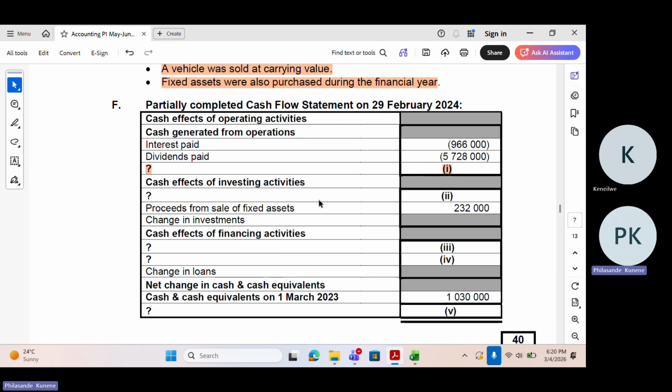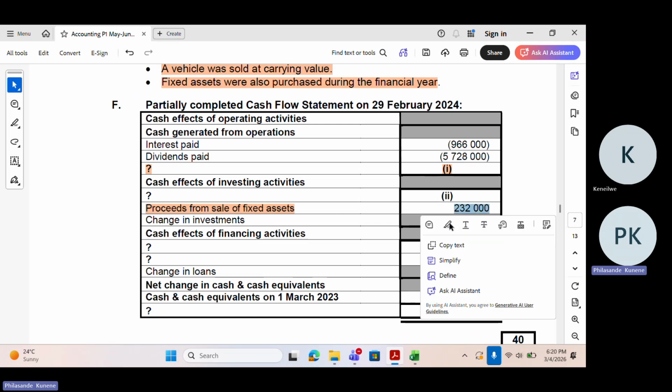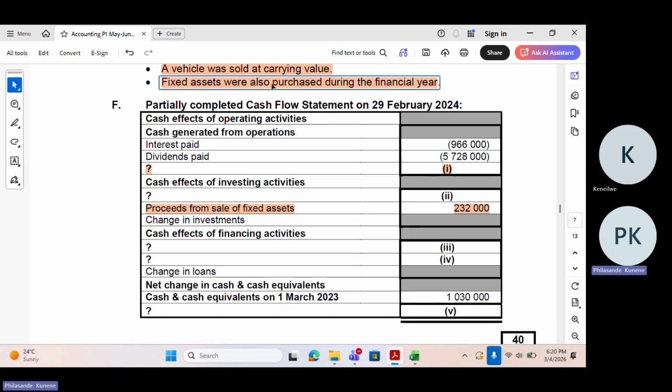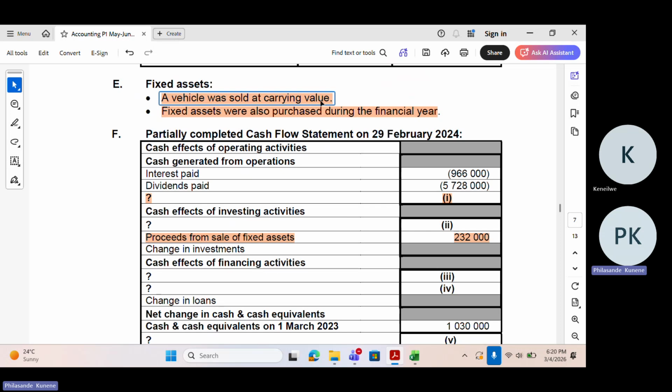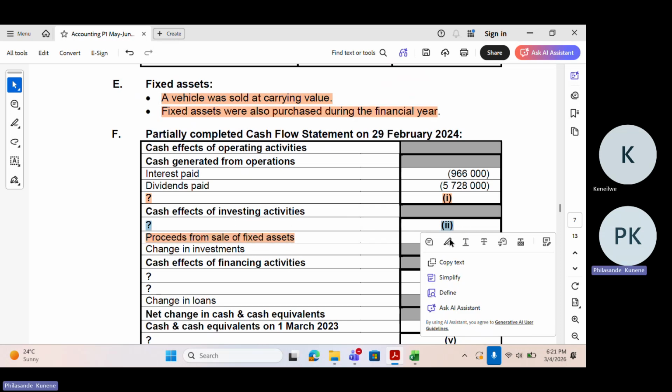And then cash effects from investing activities. We do have proceeds from the sale of fixed assets that they gave us, so we do have this amount. A vehicle was sold during the year at a carrying value, which means this is the amount of that vehicle that was sold, 232,000. The only thing we will need under assets, which will be the balancing figure, is the additions. The additions, and that's what we're going to record here as part of Roman figure 2.